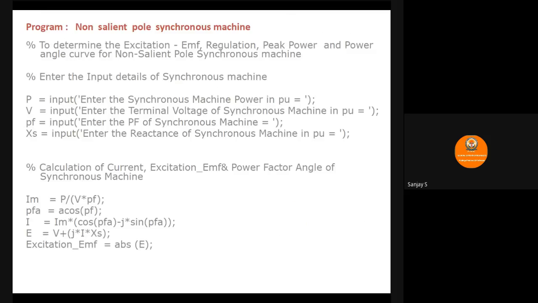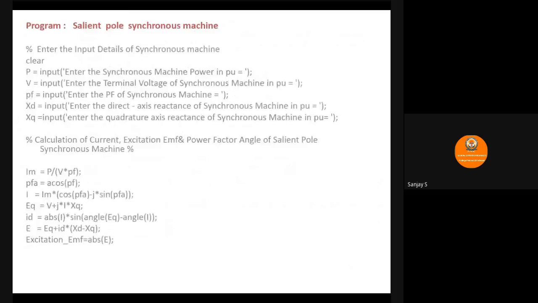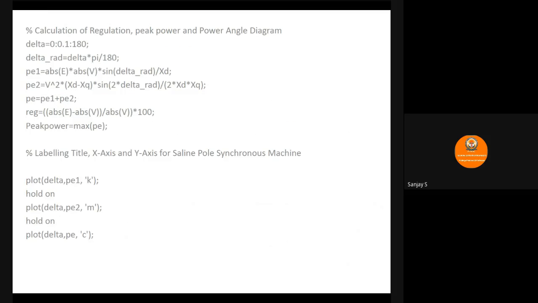ID is given by, so you can see from the vector diagram, I'm going to get the expression for ID. So ID is nothing but absolute of I into sine of angle of EQ minus angle of I. Then I'm going to write the expression for E, which is equal to EQ plus ID into XD minus XQ. Again, this is from the vector diagram. Excitation EMF will be absolute of E, that is magnitude of E. Then as usual we go for calculation of regulation, peak power, and plot the power angle curve.